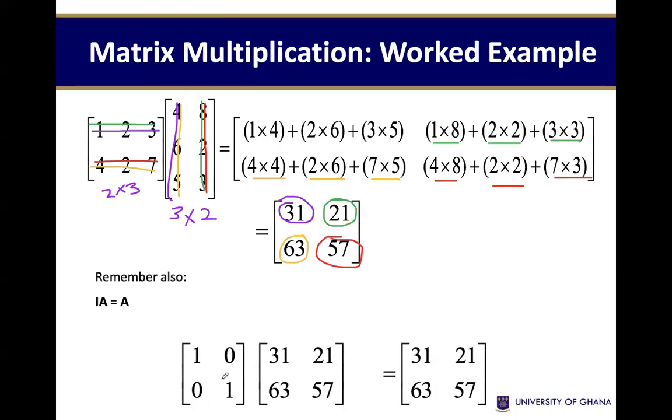Okay, so another thing we need to know is that if I have any matrix A and I multiply it by the identity matrix, I should get the same matrix A. Like what you see here, right? 1, 0, 0, 1. And then I multiply it with the matrix A, 31, 21, 63, 57. And then at the end, I get the same 31, 21, 63, 57.